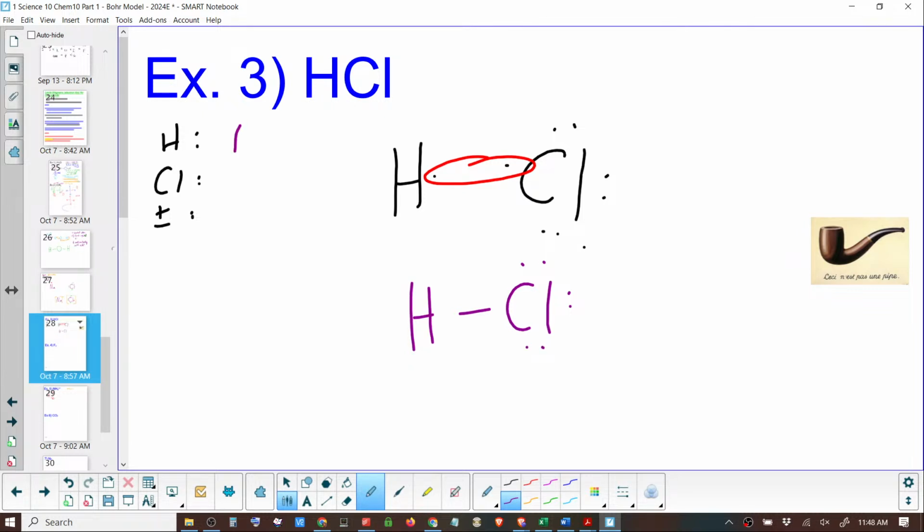Hydrogen has one valence electron. I see some of you writing 17. Does chlorine have 17 valence electrons? No, it's got 7. And it has no charge, so it has 8 electrons.